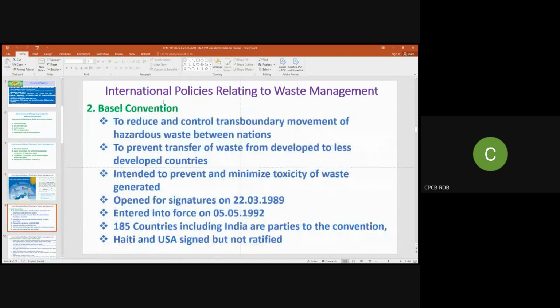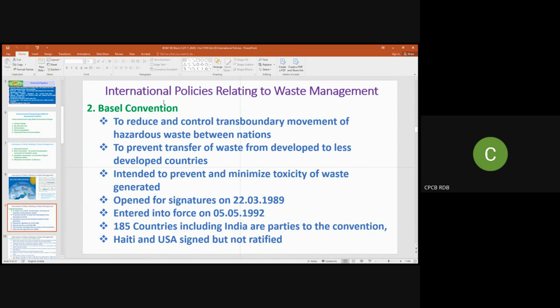Similarly, the second convention is the Basel Convention. It is in order to regulate transboundary movement of waste from one country to other. Therefore, to reduce and control transboundary movement of hazardous waste between nations, this convention has been formulated in order to prevent transfer of waste from developed countries to less developed countries, and it is also intended to prevent and minimize toxic waste generated. The convention was open for signatures on 22nd March 1989.